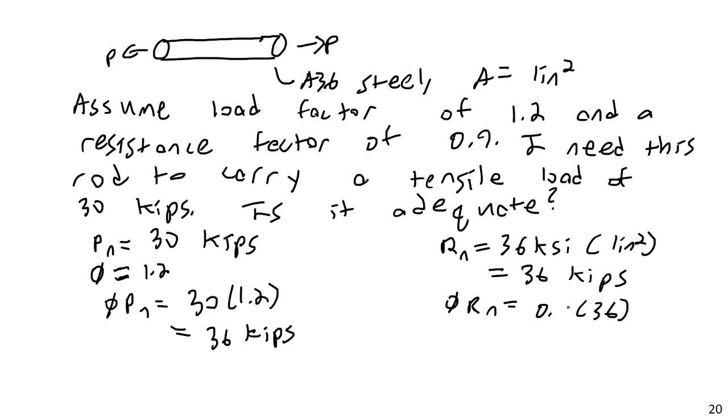I apparently can't math correctly. It's a little late at night. That would be 32.4 kips. So is my inequality true? Again, phi PN must be less than or equal to phi RN. In other words, factored load must be less than factored resistance. This is what I need. This is what I'm allowed to have. Demand and supply.